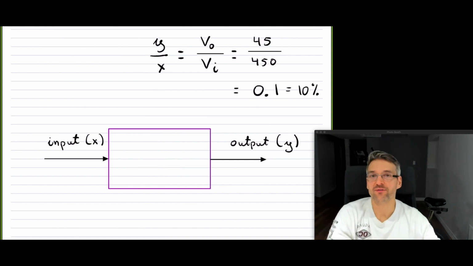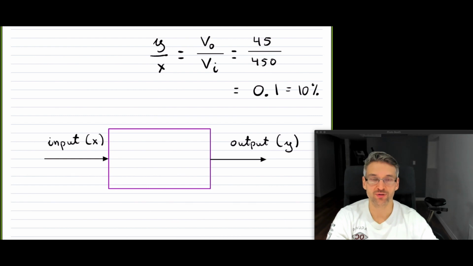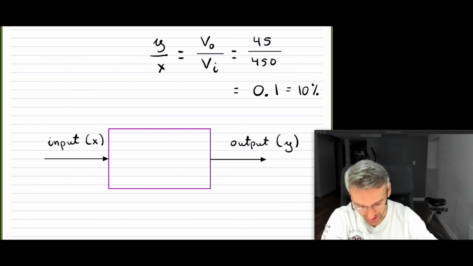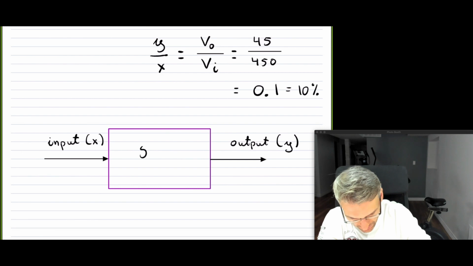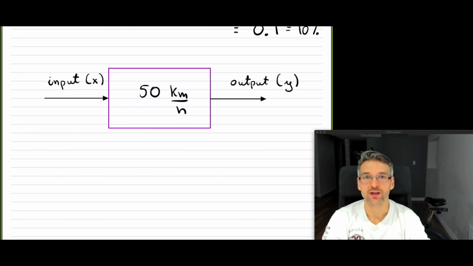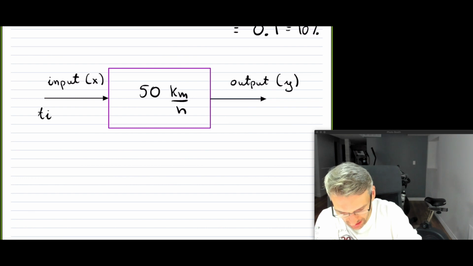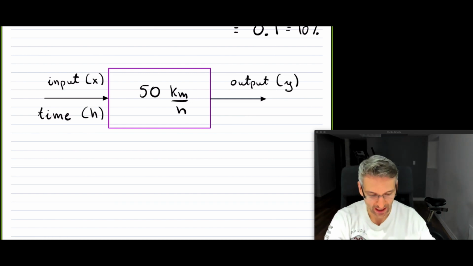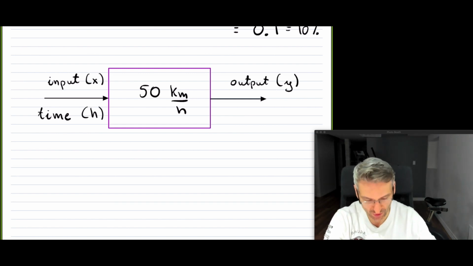Okay, so I'll give you one more example in here, a very common one. I'll switch things up in terms of your input and output. So if you're driving in your car, let's say at 50 kilometers an hour, that is your scaling factor. Your input in this case would be time, in hours. And then your output would be distance. So how much distance do you actually cover?